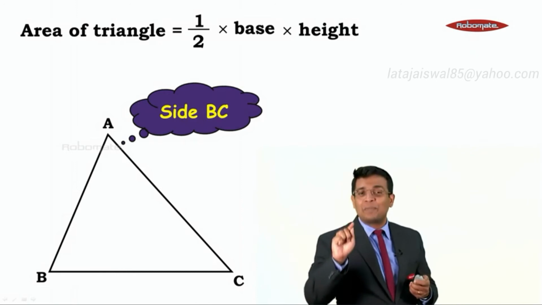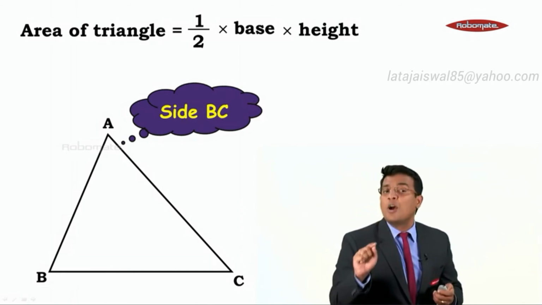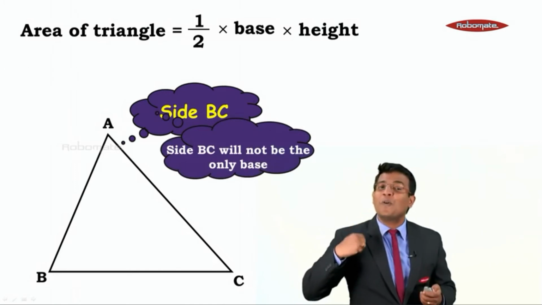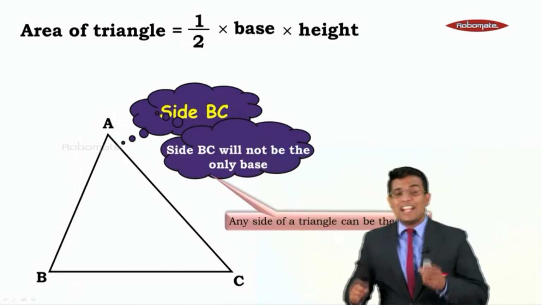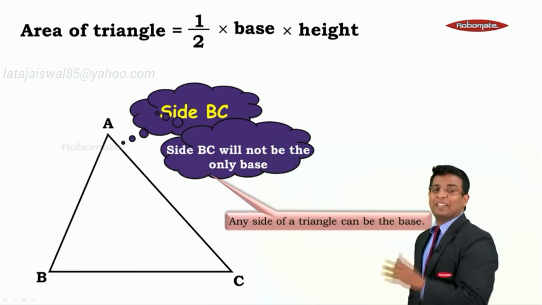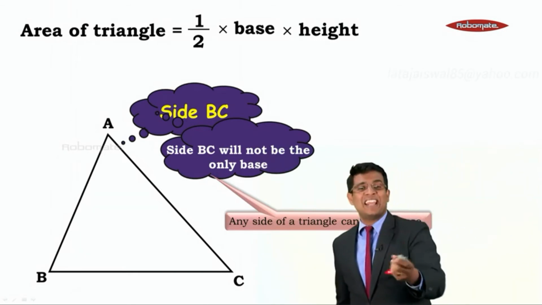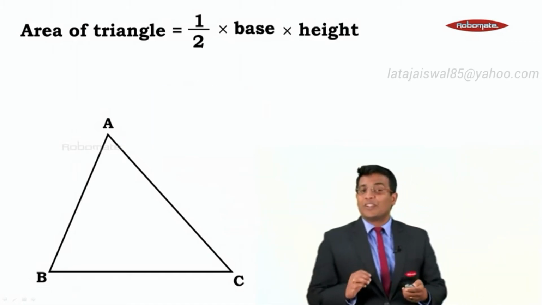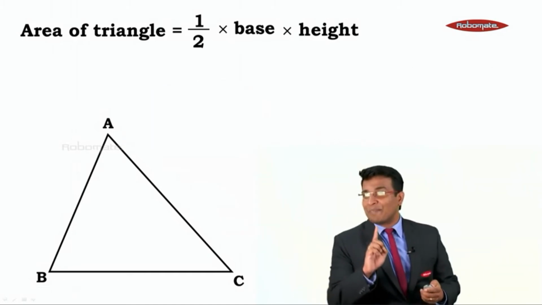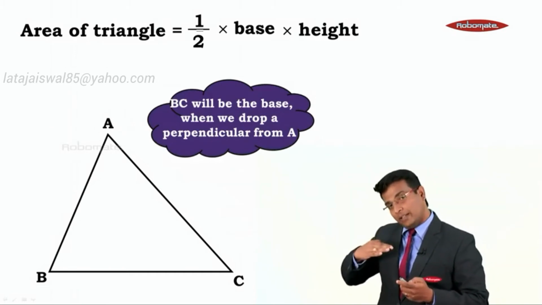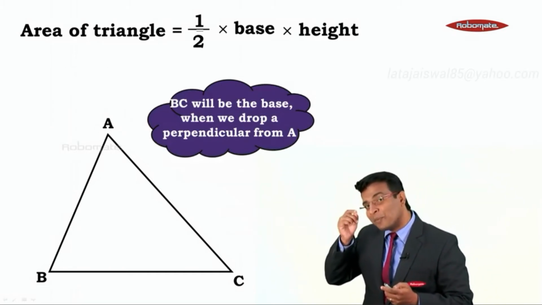Yes, I know, you're saying the base is side BC. No, BC is the base, but BC is not the only base. Any side of a triangle can be the base. That means it can be AB, it can be BC, or it can be AC. Beautiful. So remember, any side of a triangle can be the base. But if you want BC to be the base, we'll have to drop a perpendicular from A.